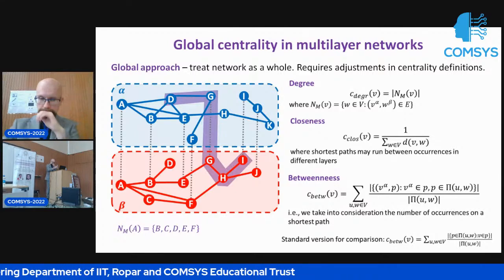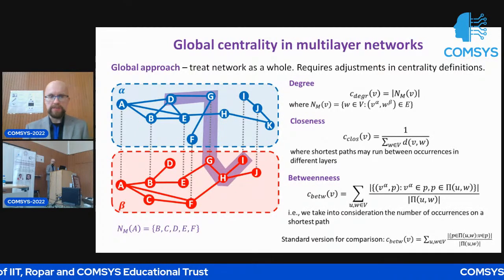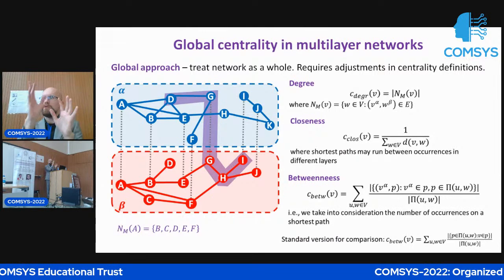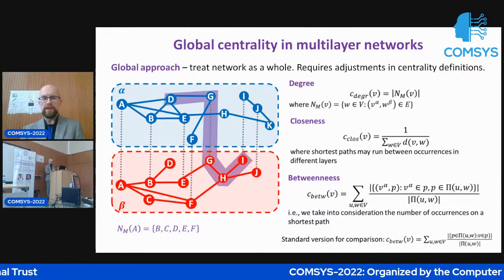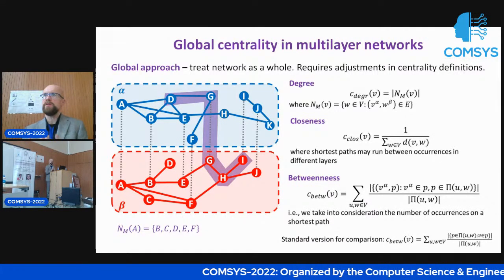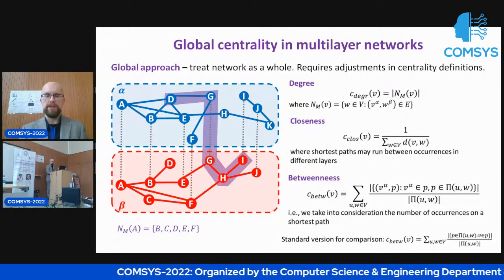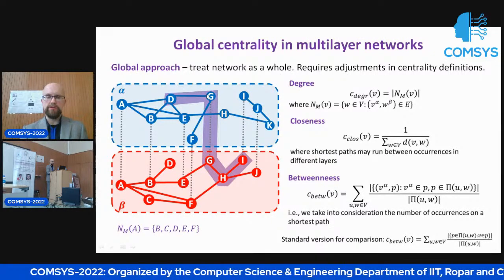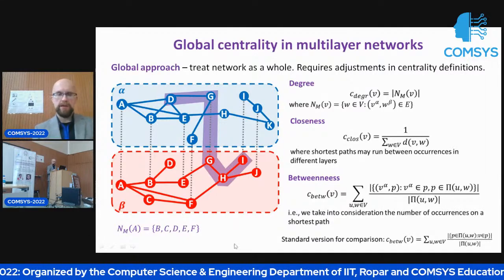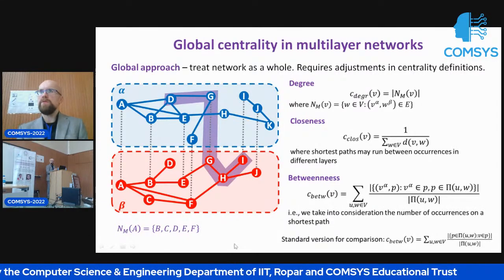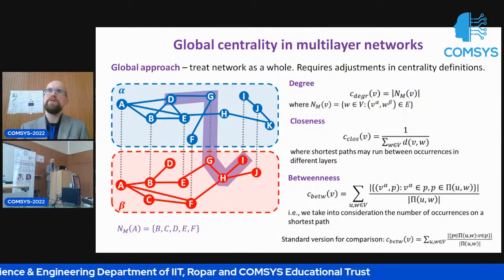Yeah. Good point. So for betweenness, again, we look at the shortest paths between nodes, but when a node appears multiple times in a path, such as here, where G appears twice in this shortest path, it gets, in a way, 2 points from this path. So it controls this path more than other nodes.